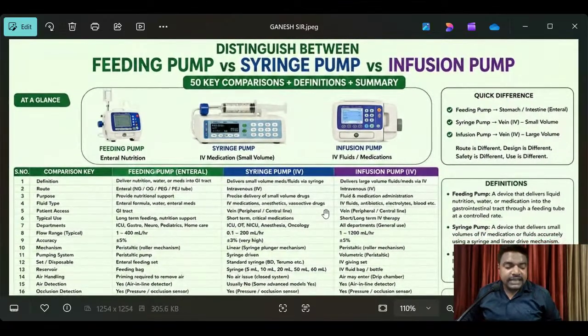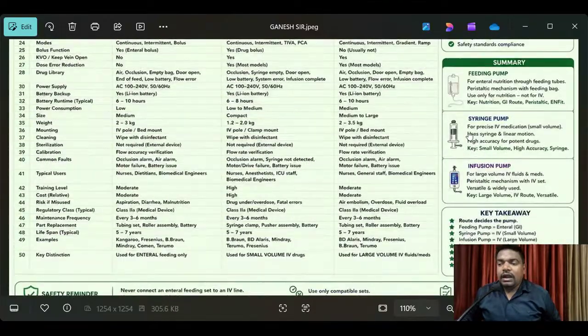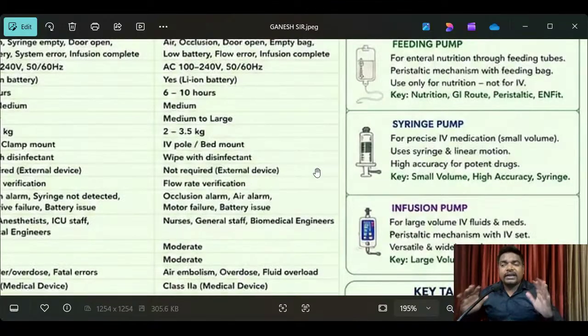Is my voice clear? Right, come on. Now come here, I'm going to tell you the 50 points comparison is successfully completed. What I gave as the commitment, what I gave as the promise, based on that I have completed it. Now come here.